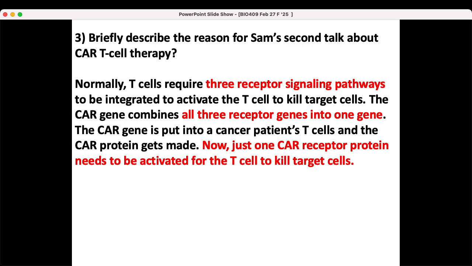Like that's great. Yep? I'm still stuck on the word integration. So when it says the CAR gene combines, that's the integration. At one point, I have in my notes that integration is like checks and balances. Are those different things?